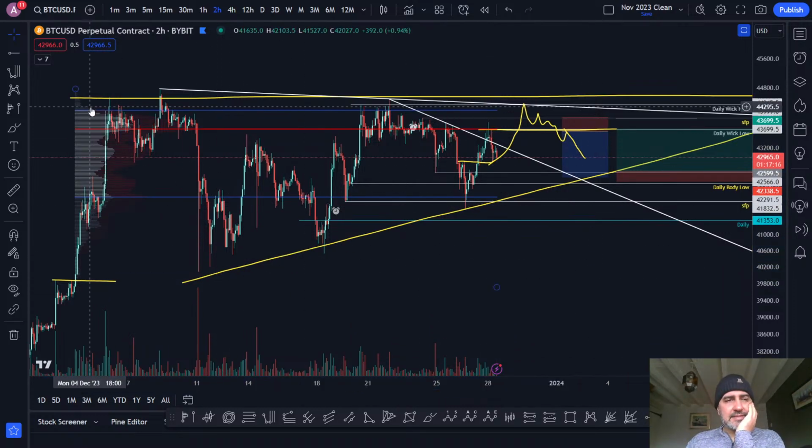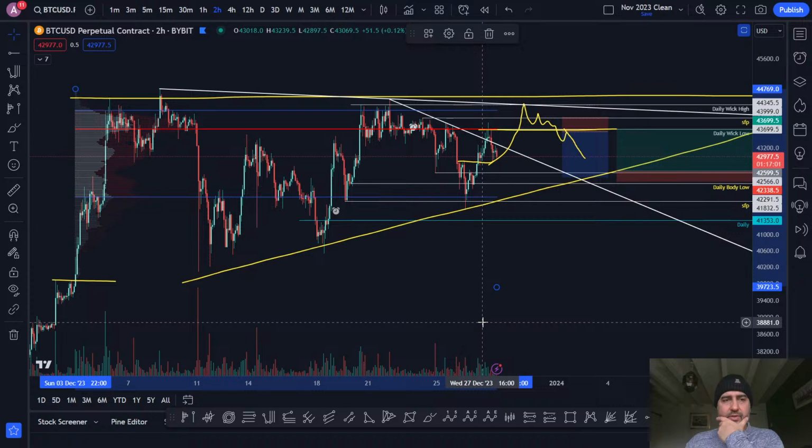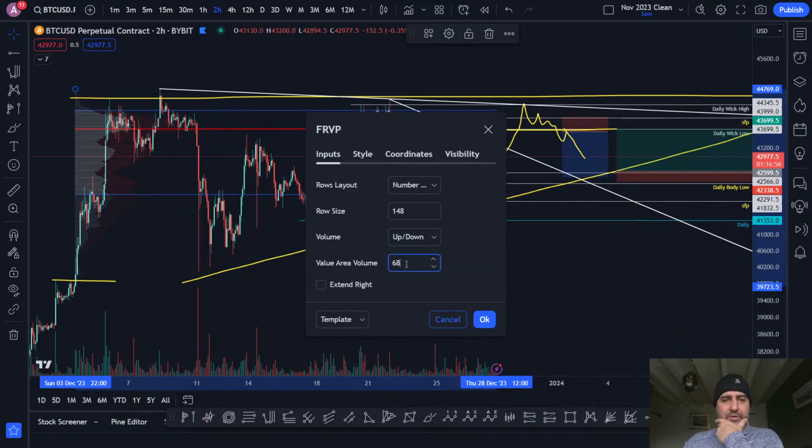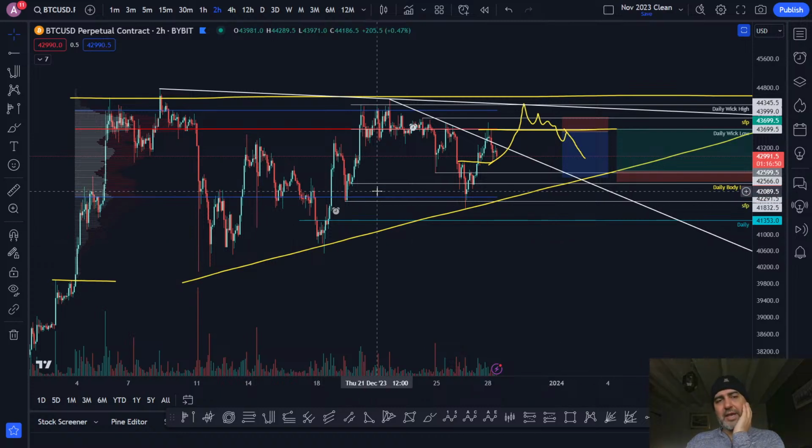And the settings, if you look at the settings, I use a row size of 148. Now the value area volume, its default is 70. If you want a slightly smaller value area, you can use 68 as well, to be more conservative. But because 70 is the default, I just use the default because I want to see what everyone is seeing. And that will give you the volume profile on TradingView for this exchange.